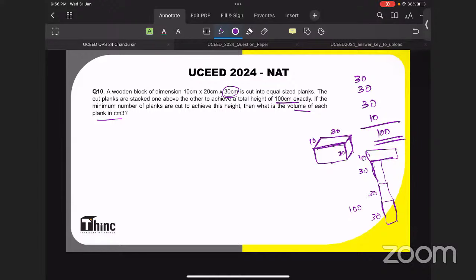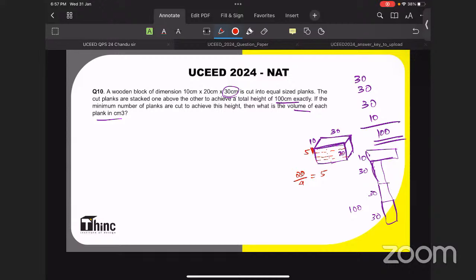How will I cut? In which direction will I cut? I will cut in this direction. How many pieces do I want? I want 4 pieces. I will cut 4 pieces in this direction. Okay, 1, 2, 3, 4 pieces. What is the length? 20 by 4. Each piece is having 5. Okay, each piece is having 5 centimeter.